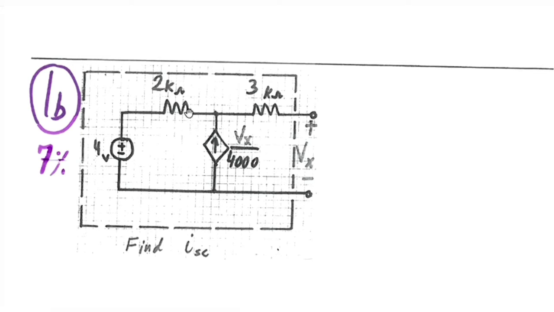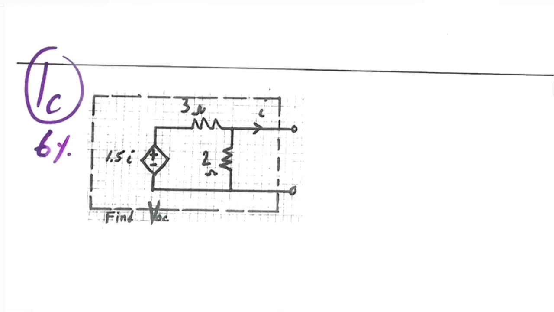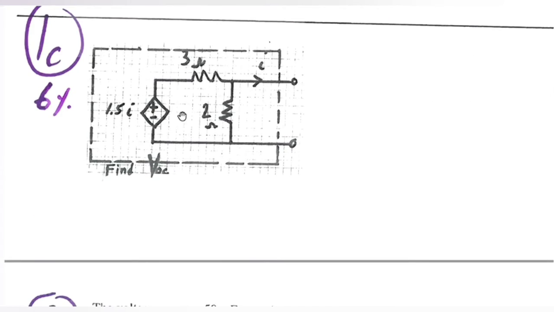4 volts divided by 5. If you short this, you get ISC. And then there was another question here, which is, what is VOC? What's the current here? 0. If this is 0, what's this one? Also 0. What's VOC? 0.